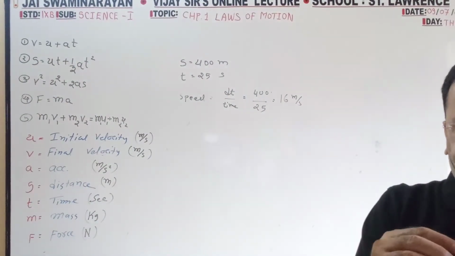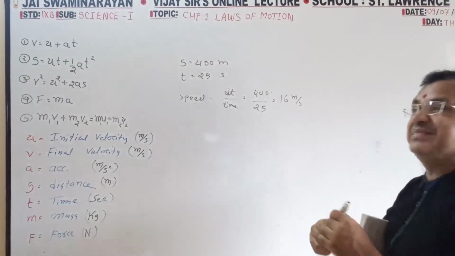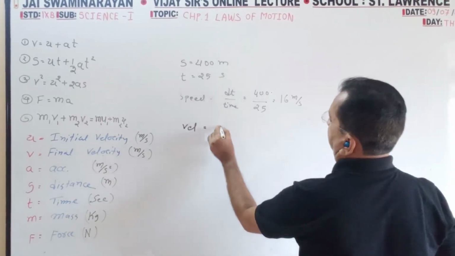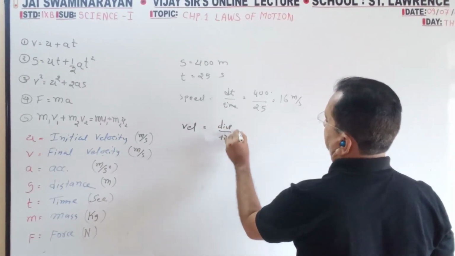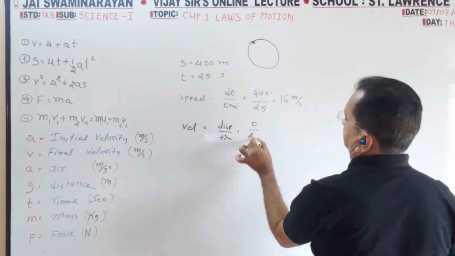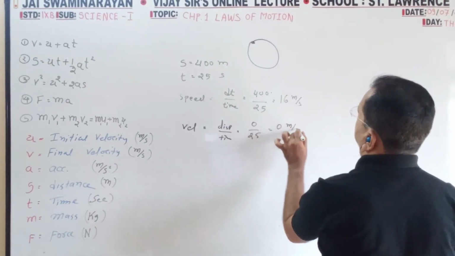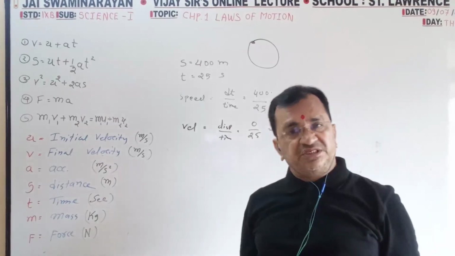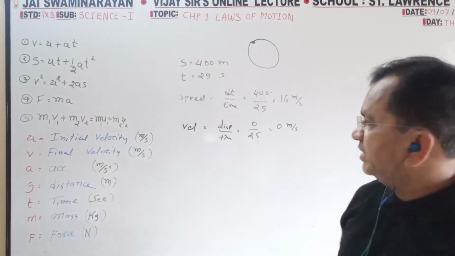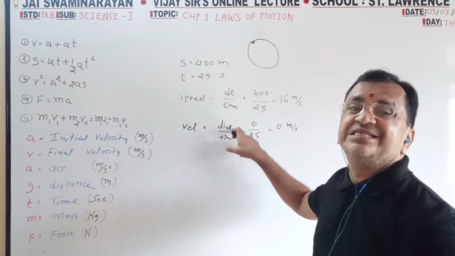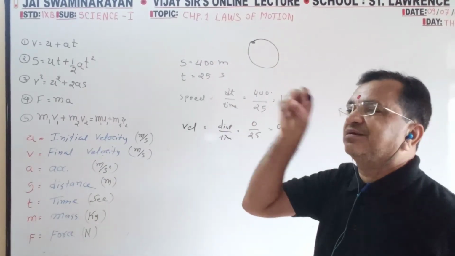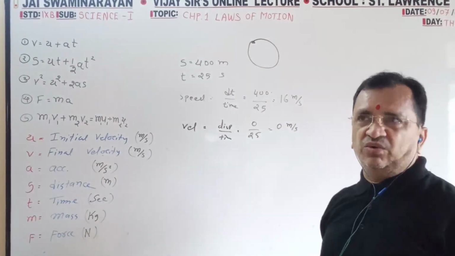Velocity. Velocity means displacement, not distance. Displacement by time. So from here to here it will come back, so no displacement. So 0 meter per second. So velocity means displacement by time, speed means distance by time. Here the actual distance is covered, but it comes back to the same position, so displacement is 0.